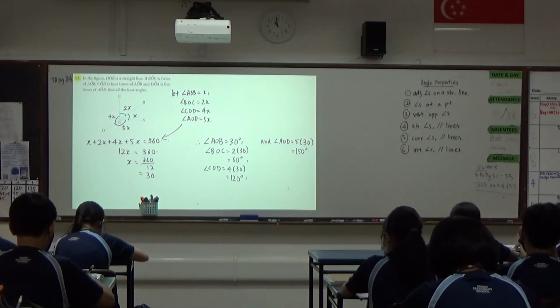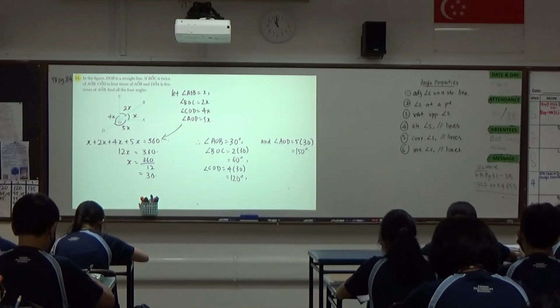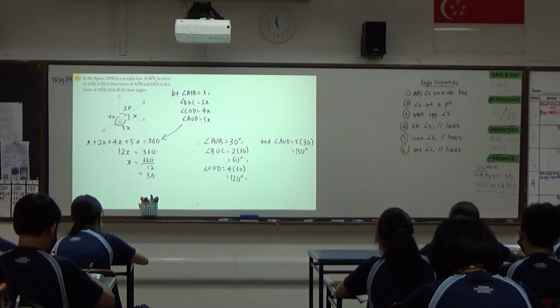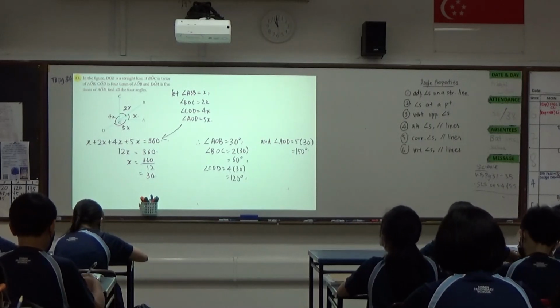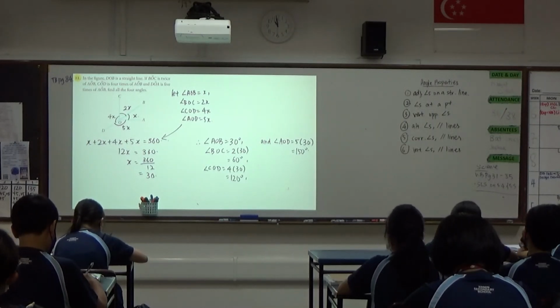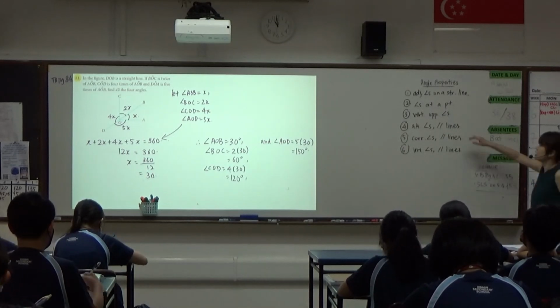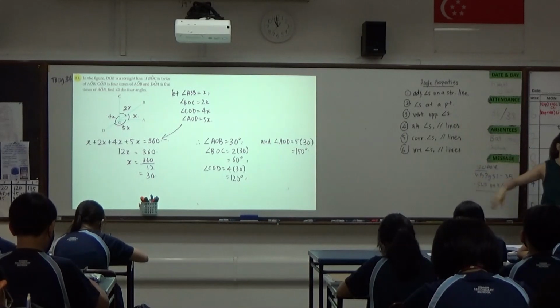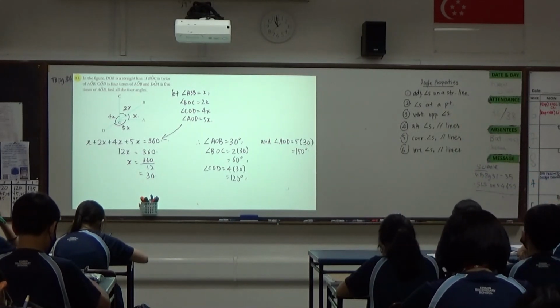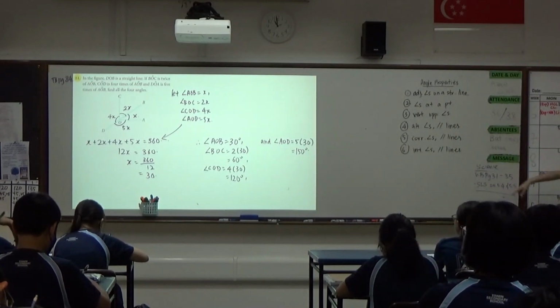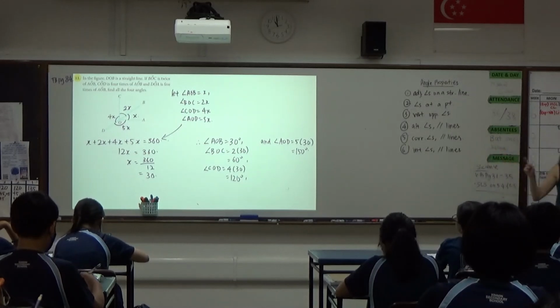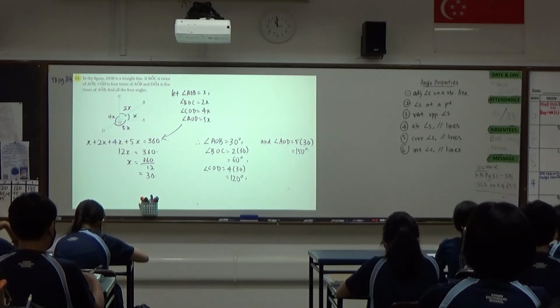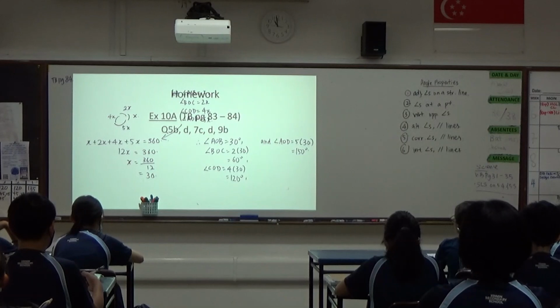Questions? So in these two examples that we have covered since the last lesson, we have been making use of the first 3 properties: adjacent angles, angles at a point, and vertically opposite angles. Next, we're going to move on to how we can apply angle properties related to parallel lines. But before that, I just want you to take note of homework.